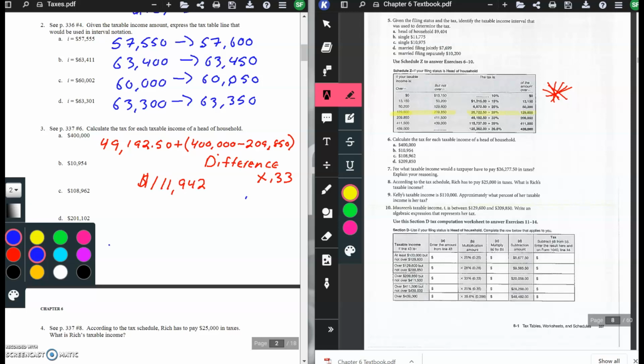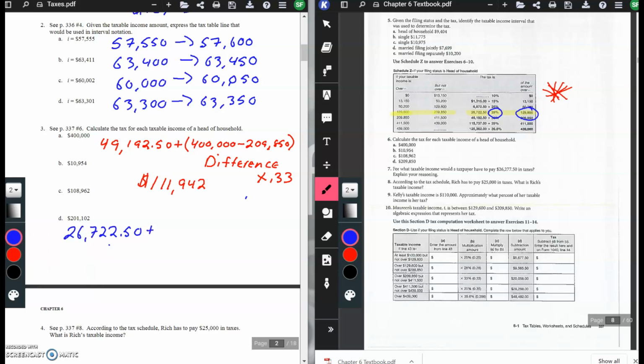So we know we're going to pay a minimum tax of $26,722.50. That's our minimum tax. And now we're going to pay 28%. So plus 28% of everything over $129,600. So you're going to add on the difference now. 201,102 minus 129,600. That's the difference. And that's going to be taxed at a rate of, again, 28% from the table, so 0.28.